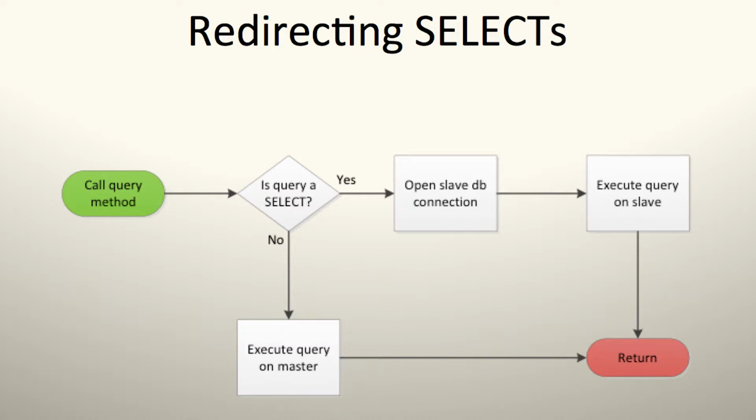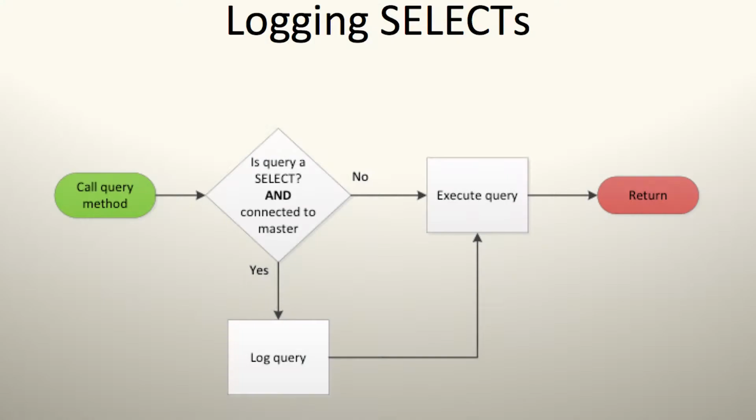So again, you may be thinking, well, you like that, but you don't want your abstraction layer actually doing this work for you. If that's the case, maybe you just want to log them. Maybe what you want to do is every time you execute a query, do two things: check to make sure that it's a select, and make sure that you're connected to the master.